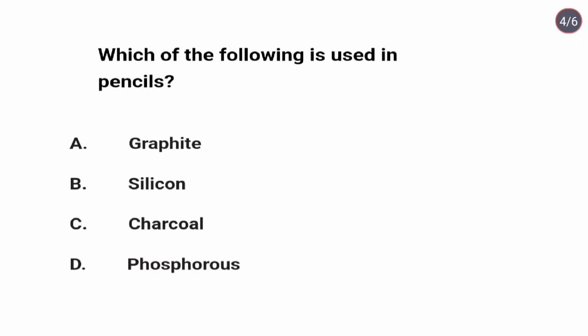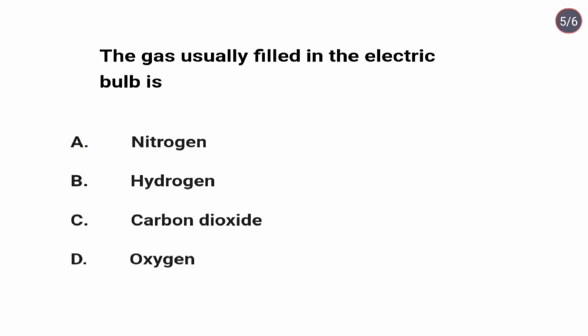Which of the following is used in pencils? Graphite. The gas usually filled in the electric bulb is nitrogen. Light bulbs are filled with an inert gas like nitrogen, argon, and krypton so that the filament does not catch fire.